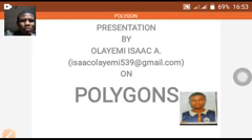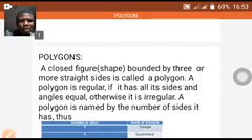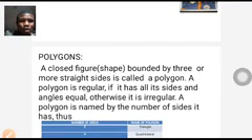Today we are looking at polygons. What is a polygon? A closed figure or shape bounded by three or more straight sides is called a polygon. A polygon is regular if it has all its sides and angles equal. Otherwise, it is irregular. So if all the angles and all the sides of the polygon are equal, then that polygon is called a regular polygon. If they are not equal, then the polygon is called an irregular polygon.